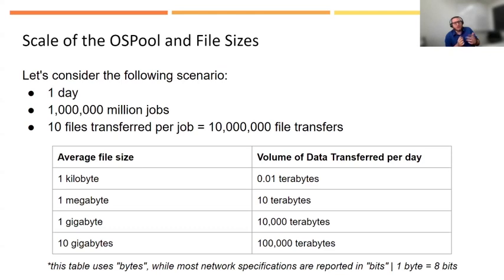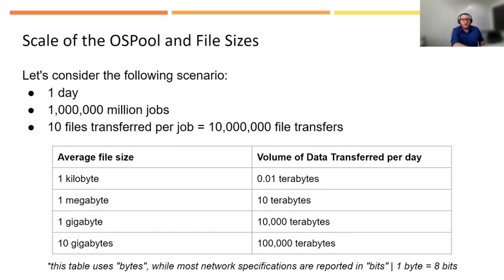Just a brief note, this table is using bytes with a Y. Most network specifications are reported in bits, so bits per second, megabits per second, things like that. And 1 byte is 8 bits. So if you want to think about this in terms of network traffic, if you're comparing this to maybe your router at home has a 10 gigabit upload download speed or something like that, you have to divide by 8 to get the value in bytes.